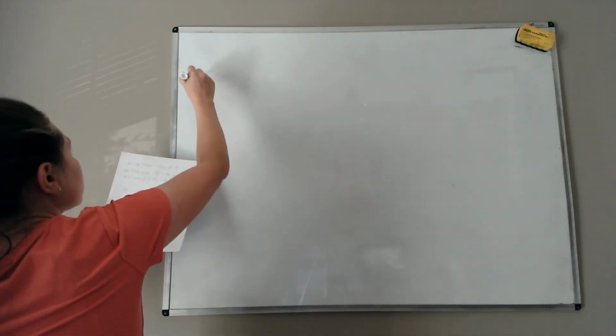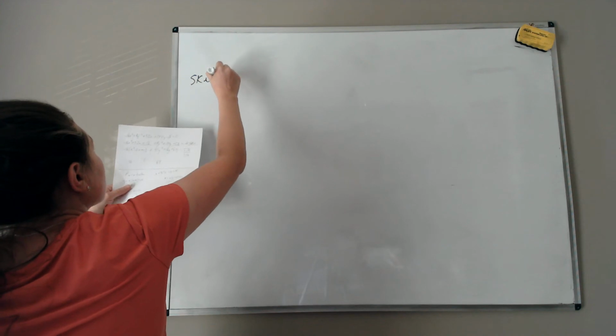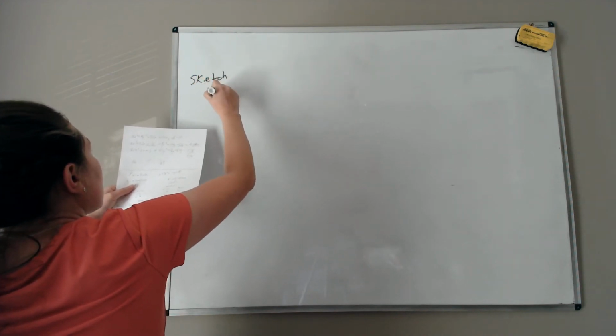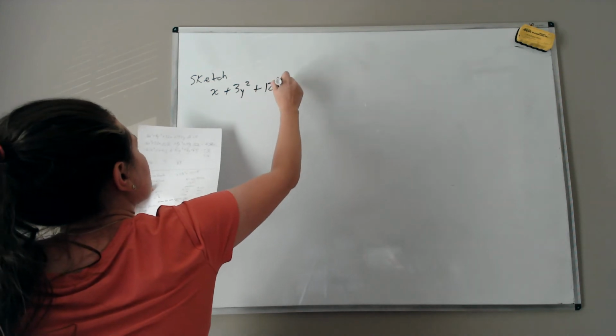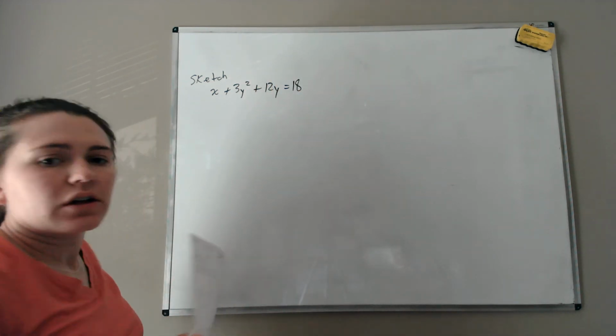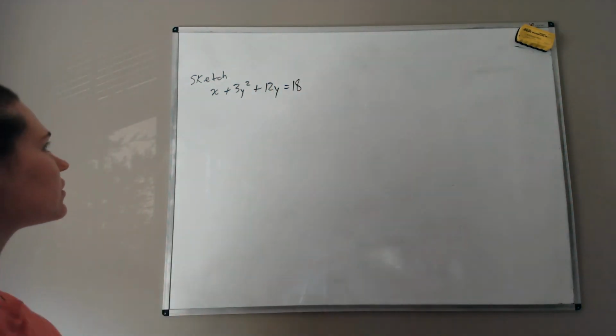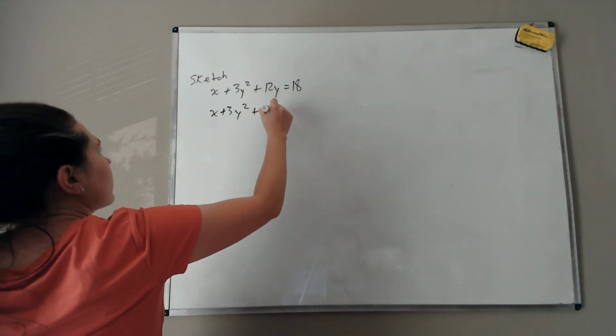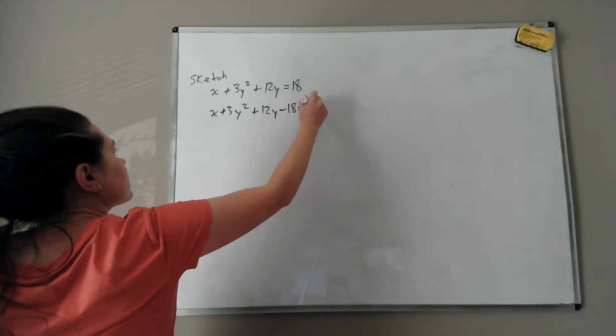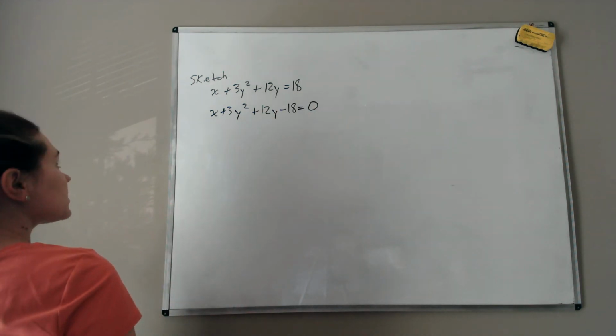So we're going to sketch x plus 3y squared plus 12y equals 18. So the first thing, let's put it in general form of the conic. So that's going to be x plus 3y squared plus 12y minus 18 equals 0. So we're going to check out what conic this is.